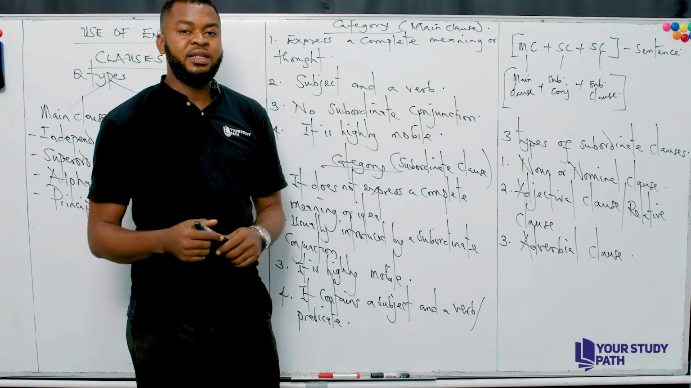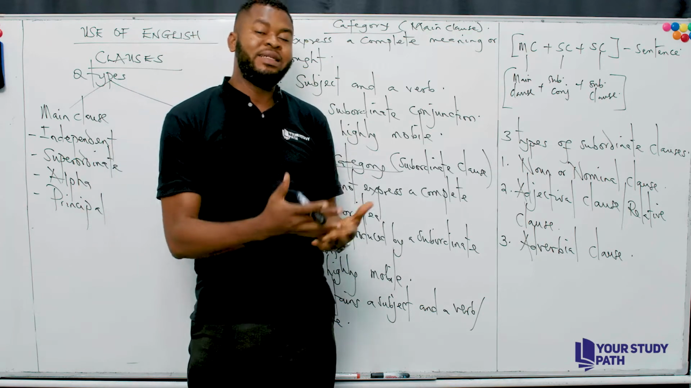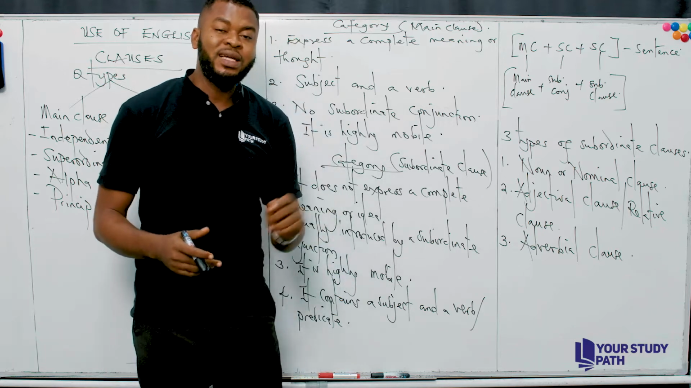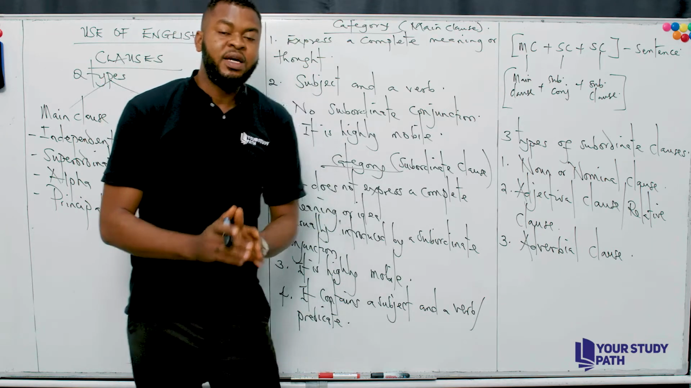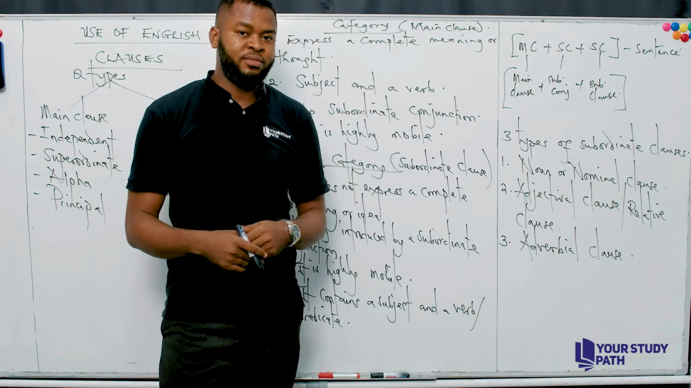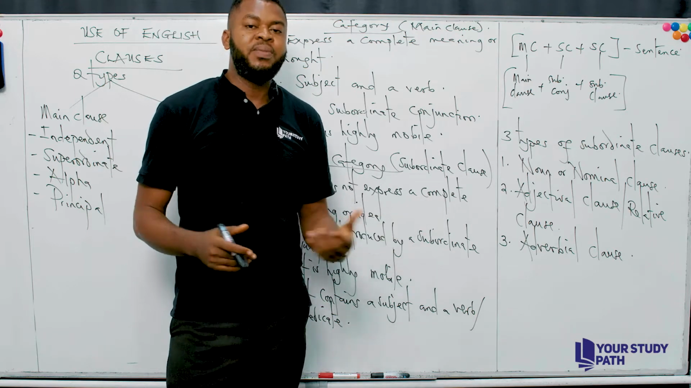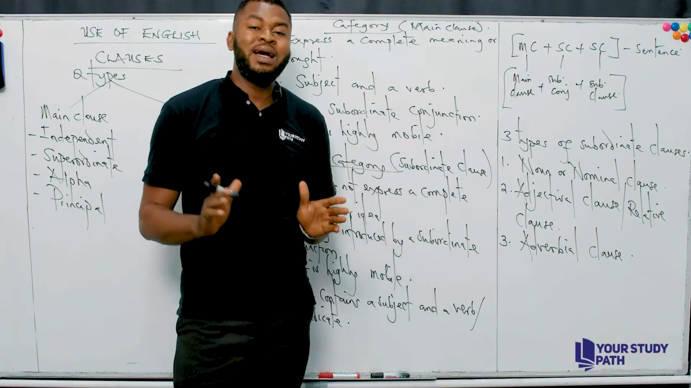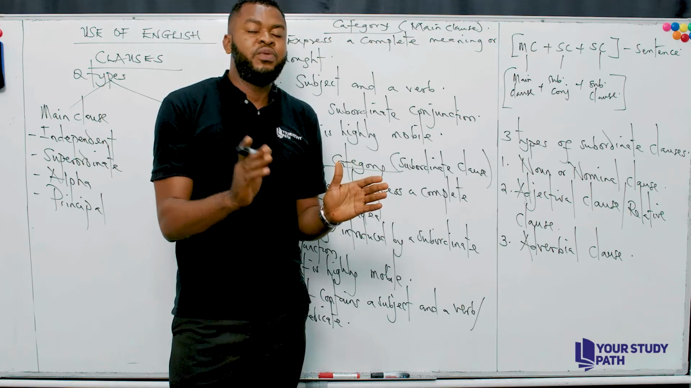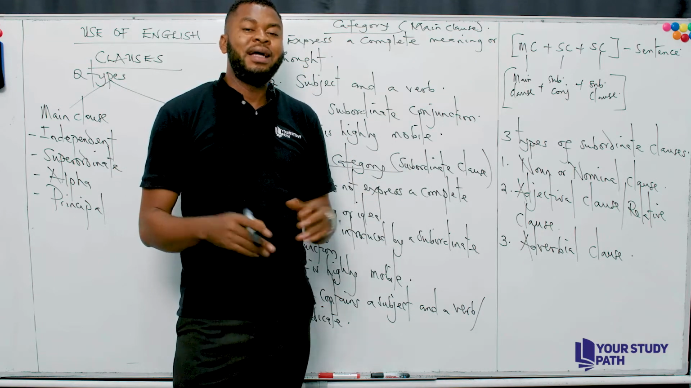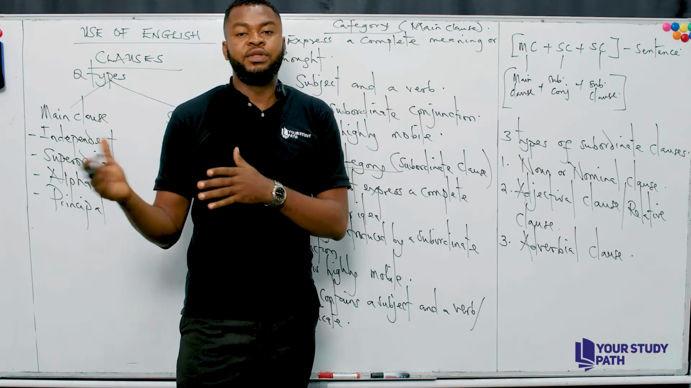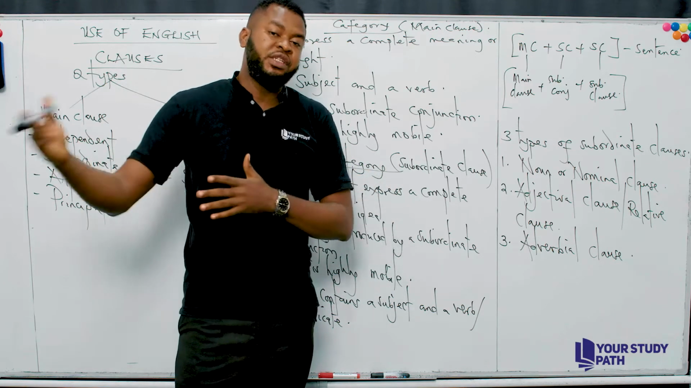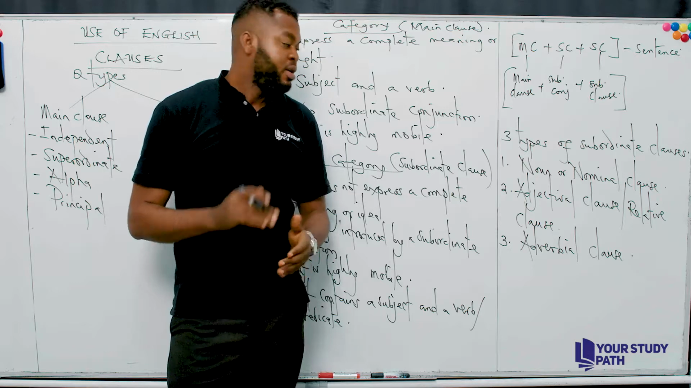And don't forget the fact that we have 2 types of adjectival or relative clause. The first aspect is basically known as the defining relative clause. Okay? And the second part is the non-defining relative clause. So the defining relative clause can also be known as the restricted relative clause, and the non-defining relative clause can also be known as the non-restricted relative clause. I hope that is taken now.